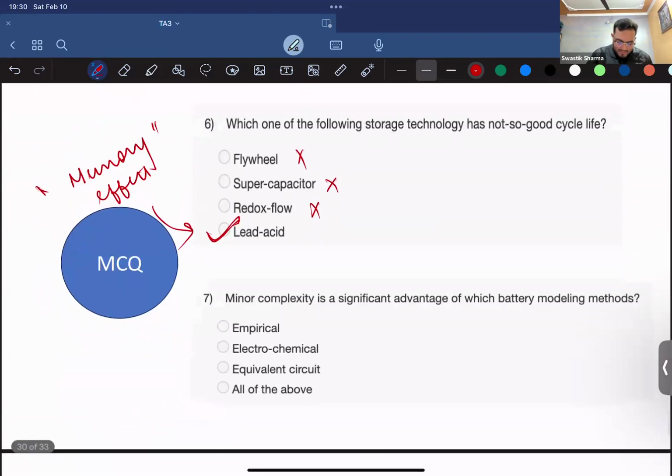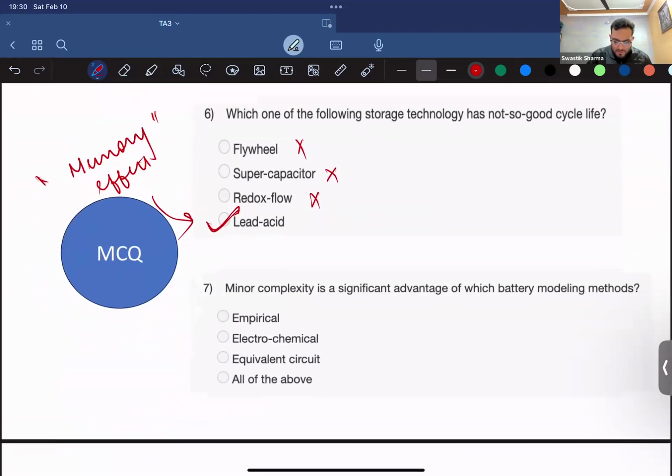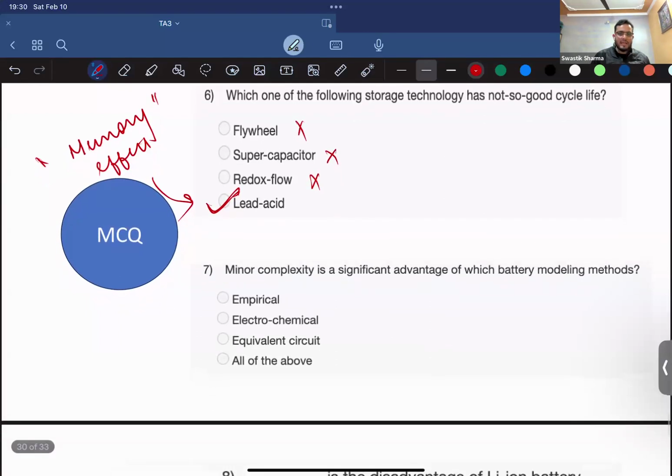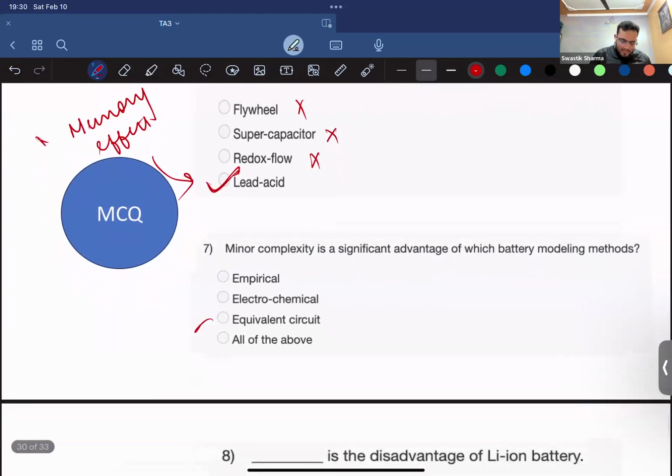What is a minor complexity, a significant advantage of which battery modeling method? We talked about the equivalent circuit model, the empirical battery model, and the electrochemical model. For electrochemical, we model how the battery looks and its chemical composition. For equivalent circuit, we model it as time constants or RC based. And empirical, we use both.